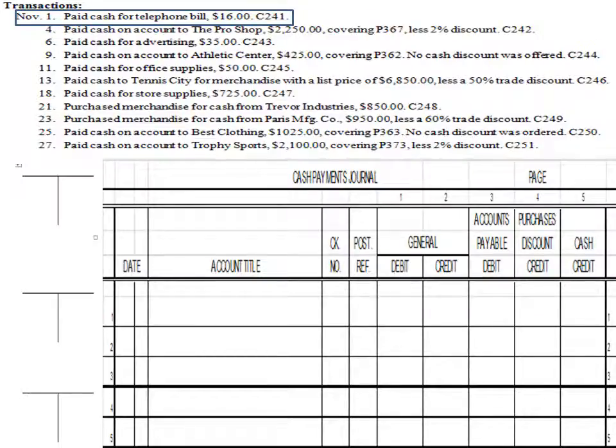On November 1st, we paid cash for a telephone bill. Our cash payments journal is going to work pretty similar to what we've seen before. We put November 1st. What is our debit? Our debit here is going to be utilities expense, that's our telephone bill. We wrote check 241, so we put $16 in the general debit, and then once again column 5 will always have a number in it in the cash payments journal, and that's $16. That's how you enter a transaction very easily for your cash payments journal.